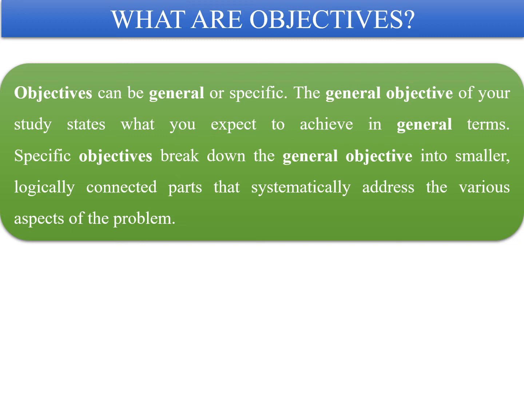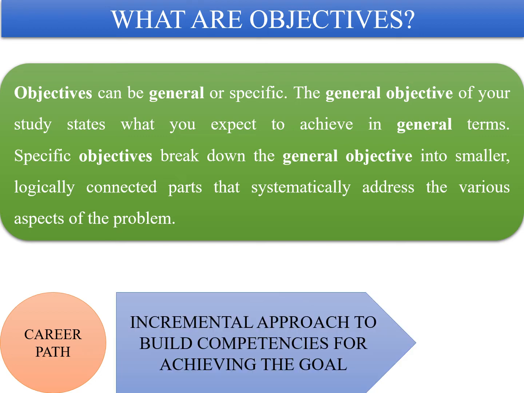For example, if you see your career path, you may be willing to be the owner of a process, or the owner of an organization, or the owner of a system. That career path, the end vision of your career path, is what is known as the general objective or the goal of your life. And in order to achieve that goal, you have to have an incremental approach to build your competencies for achieving the goal at the end.